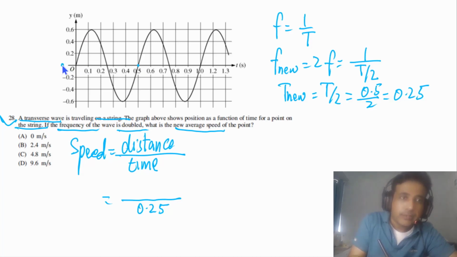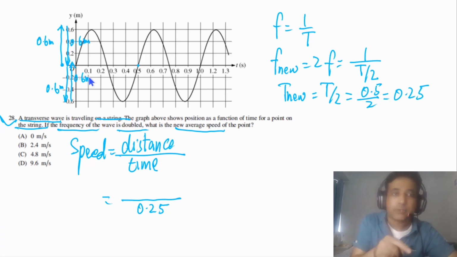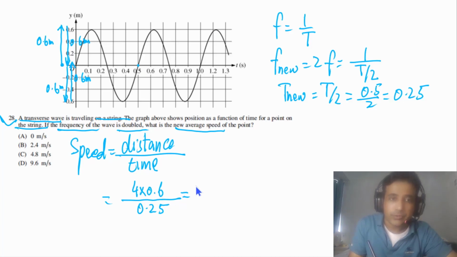So the particle, let's say it starts from here, it will go up and travel 0.6 meters, and then this particle will come down and travel again 0.6 meters, then this particle will go down and travel again 0.6 meters, and then finally it will come back to the equilibrium position again, so it will travel an extra 0.6 meters. So the total distance traveled in this case is 4 times 0.6 meters, and this is equal to 2.4 meters divided by 0.25 second.